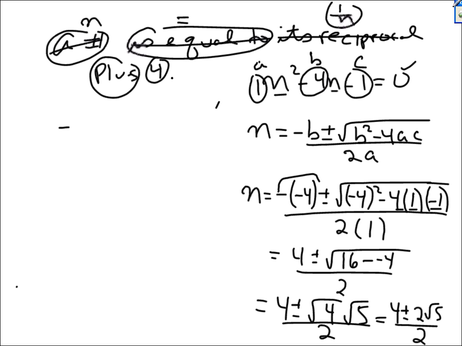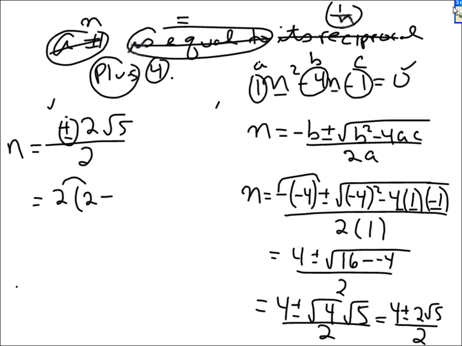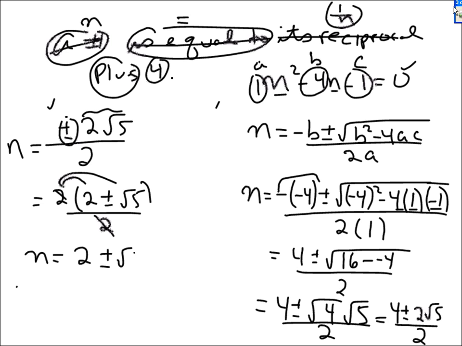From 4 plus or minus 2 square root of 5, I can pull out a 2. 2 times 2 is 4, plus or minus 2 times radical 5 gives me 2 radical 5, over 2. And the 2's will cancel. And those are my two answers: 2 plus or minus radical 5.